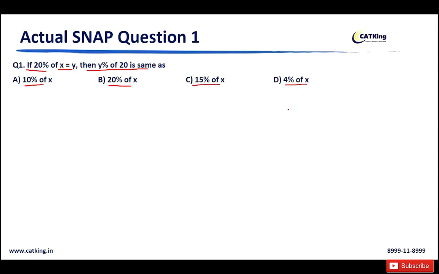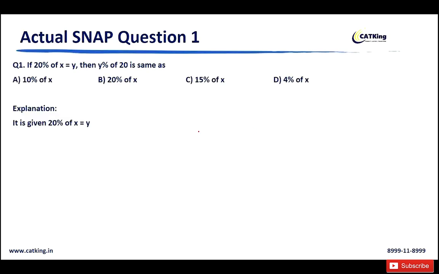Now guys, it's a very simple question pertinent to the topic of percentages. I would like you to pause the video right here and try to solve this question on your own, and I'm sure you will be able to solve this question. But just in case you are not able to, don't worry, I will be helping you to solve this question.